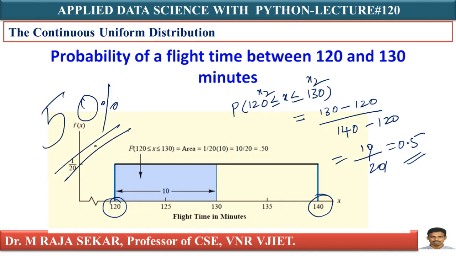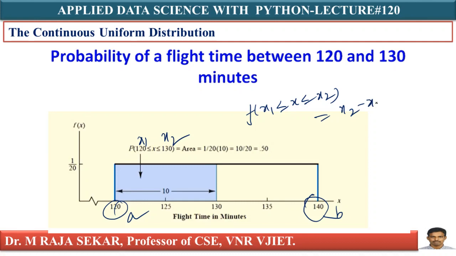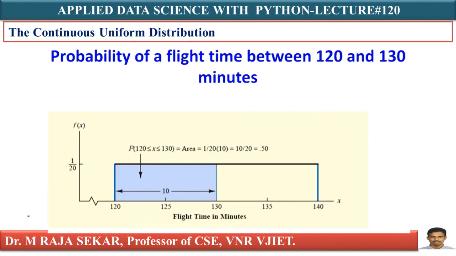This is a simple problem. First try to understand the problem statement carefully. This is x1, this is x2, this is a, this is b, this is a continuous distribution. Therefore, f of x1 less than or equal to x less than or equal to x2 equals x2 minus x1 by b minus a. You can understand this. It's a simple and straightforward problem.